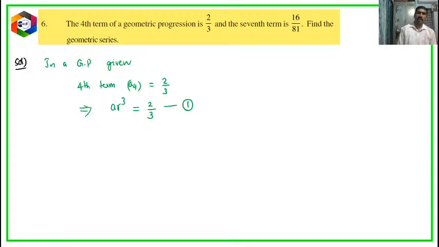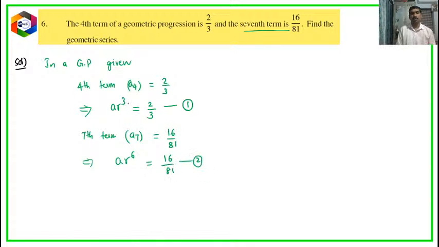Now one more is given, the seventh term. Let us write down, the seventh term A7 will be equal to 16 by 81. As we know, the general form for A7 is AR power 6, which is equal to 16 by 81. Let us assume this as equation 2. So here are the two equations in terms of A and R, as a product.